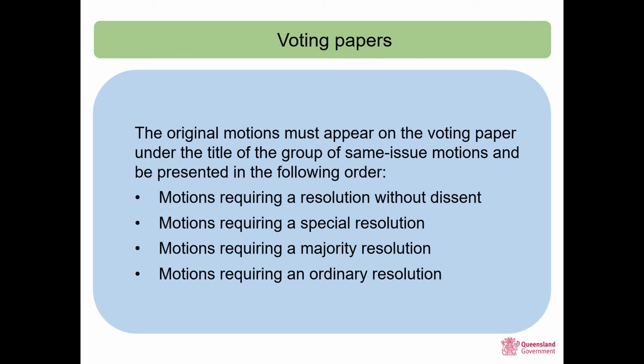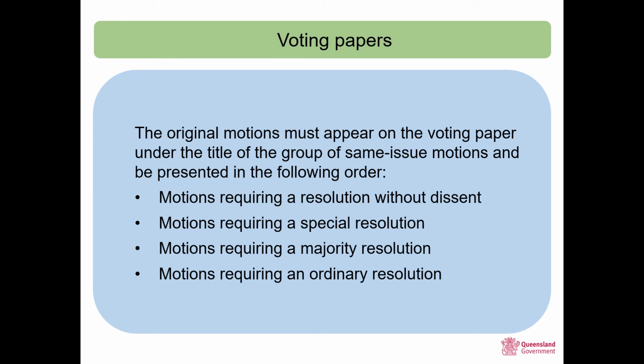The new standard module outlines the requirements for voting papers for a group of same issue motions. The motions must appear under the heading Group of Same Issue Motions and be presented in an order starting with motions that require a resolution without dissent, then special resolution, majority resolution, and then ordinary resolution. If 2 or more motions that are part of the group of same issue motions are to be decided by secret ballot, they must appear on one secret voting paper.